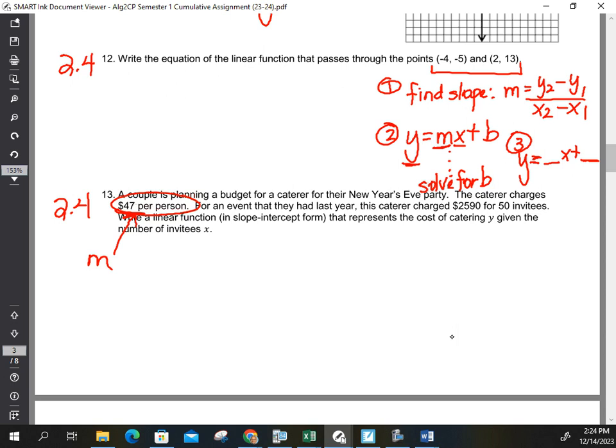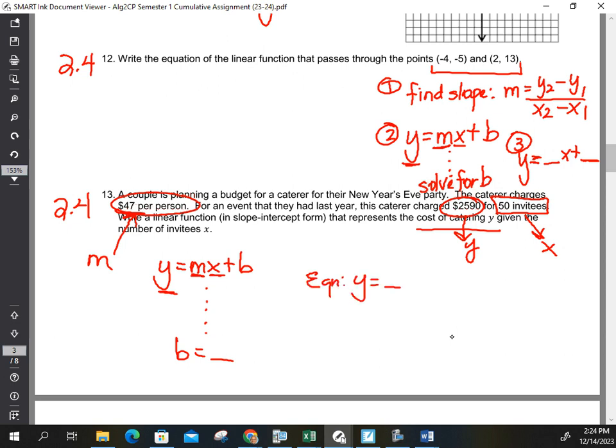They told you that the cost of catering represents y. So that means that $25.90 is a y value, and at $50, that's an x value. So you have a y, an x, and a slope. You just need the m value. So it's a quick two-step problem. Take your information. You know m, you know x, you know y. Find out what b is equal to. And then your equation is y equals whatever the slope is plus whatever the y-intercept is.